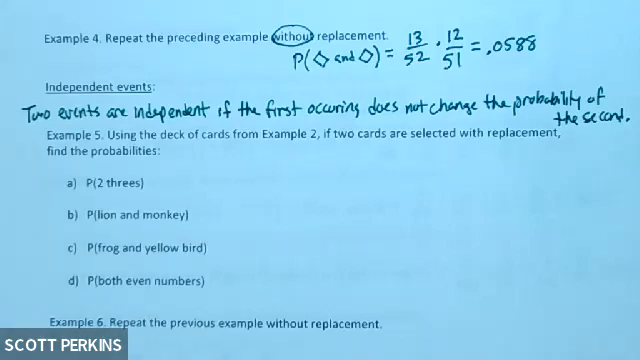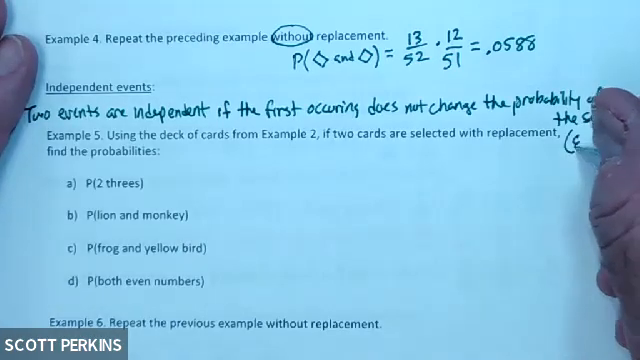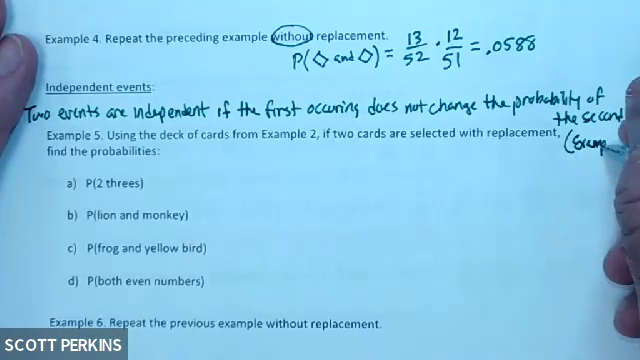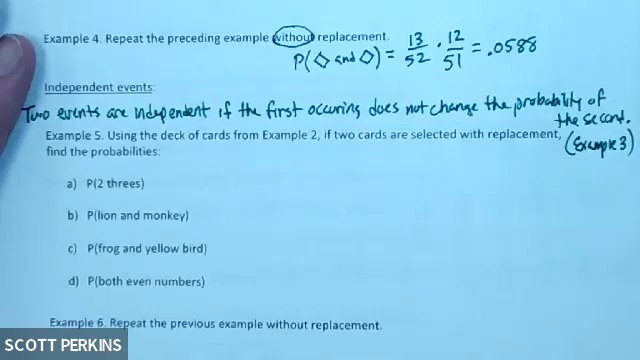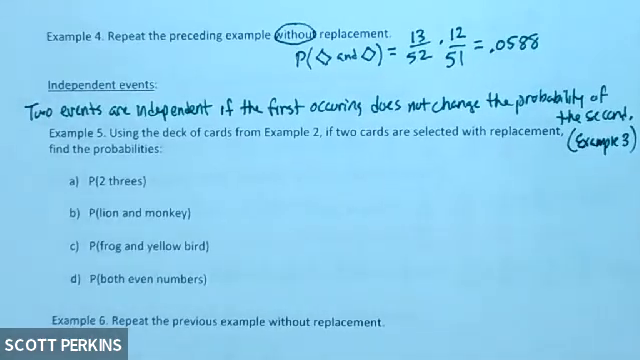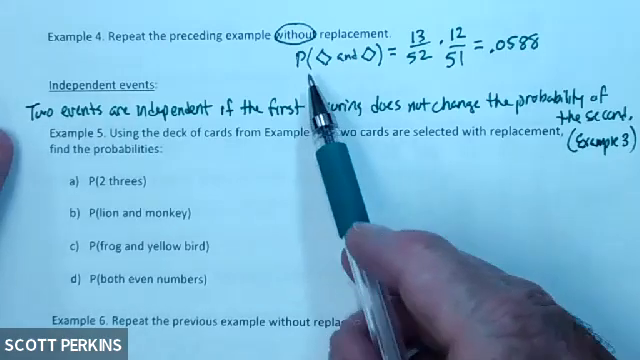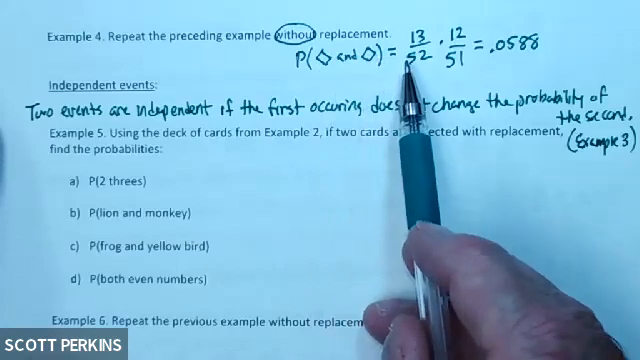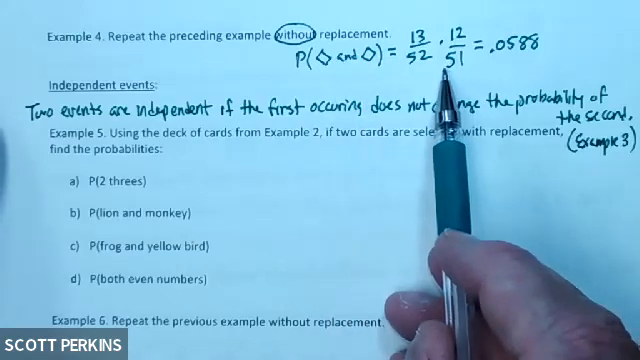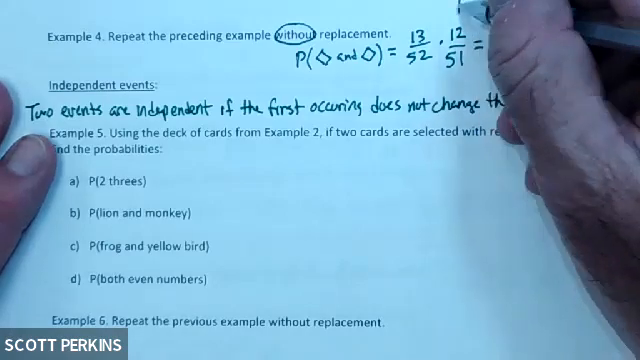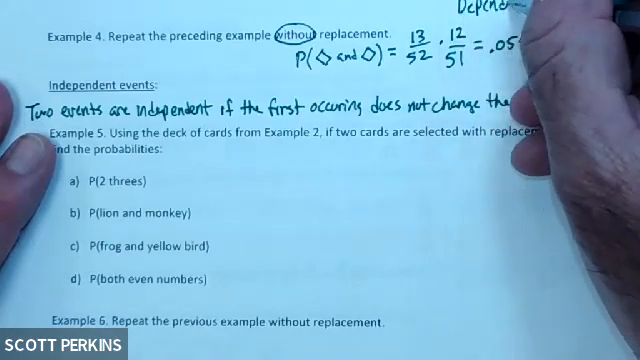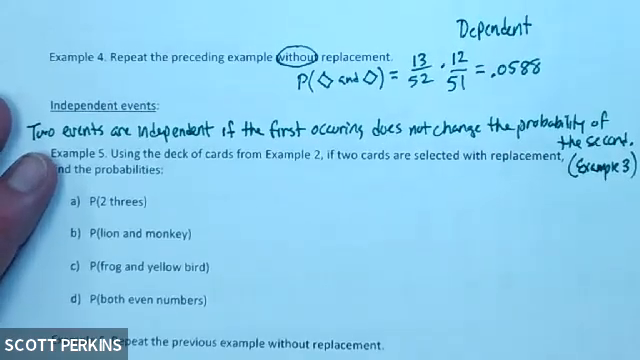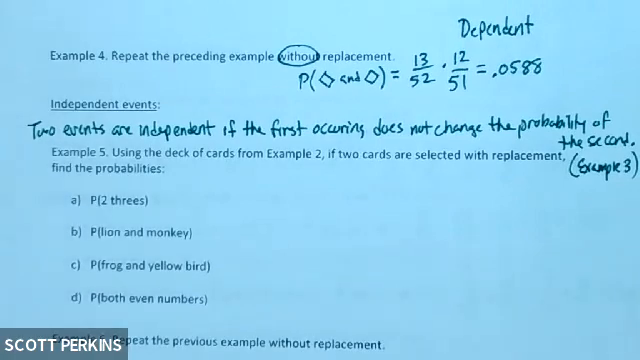And example 3 at the bottom of the previous page, that was an example of independent events. Example 4 that we just did, notice when I drew a diamond, the first event happening, that changed the probability of the second diamond. So those would be called dependent events. When the probability does change, the events are called dependent.